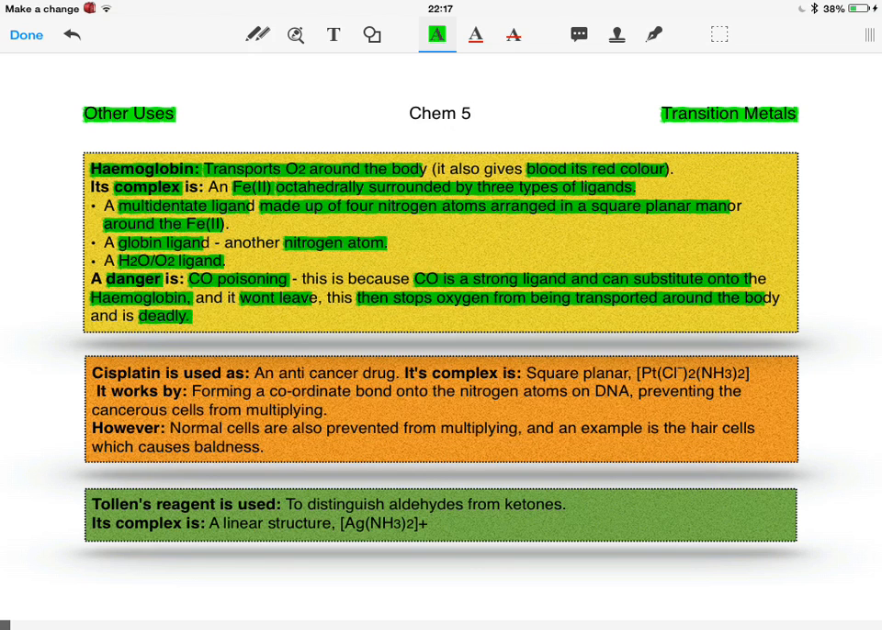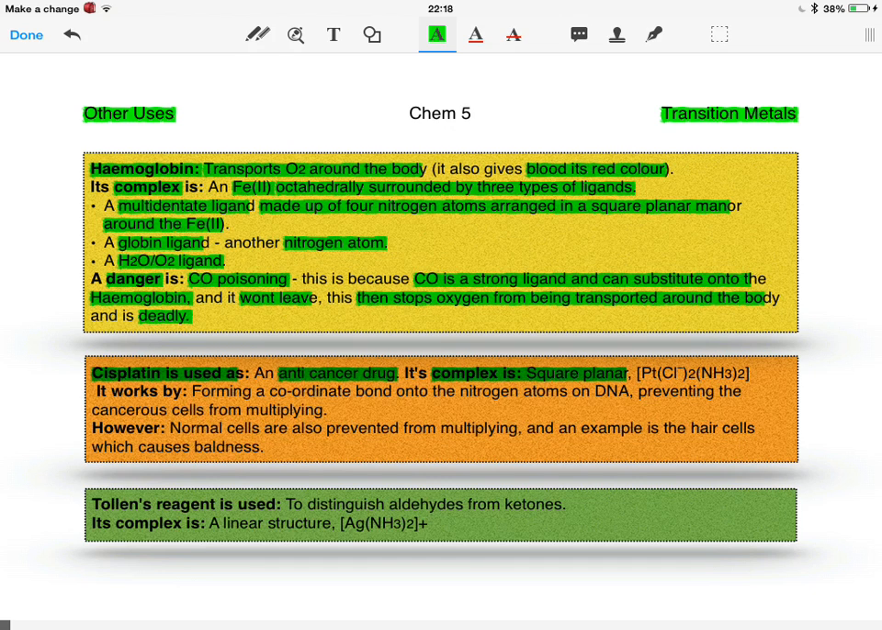Another use of a transition metal is in cisplatin, and this is used as an anti-cancer drug. Its complex is square planar, and it's a platinum central metal ion with 2 chloride ions and 2 ammonia ions arranged in a geometrical isomer style.